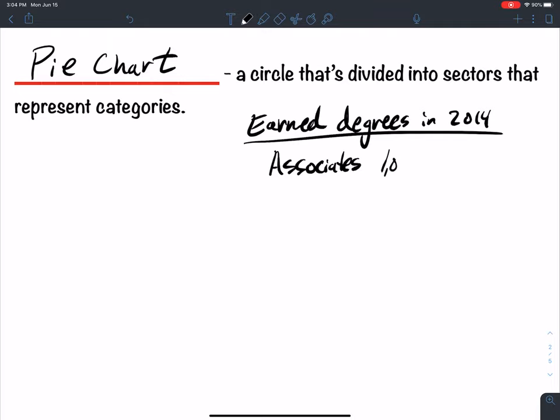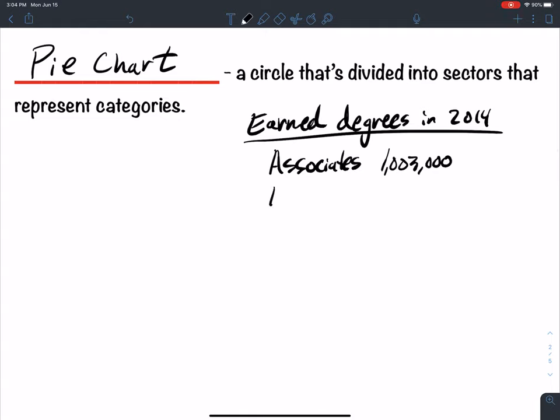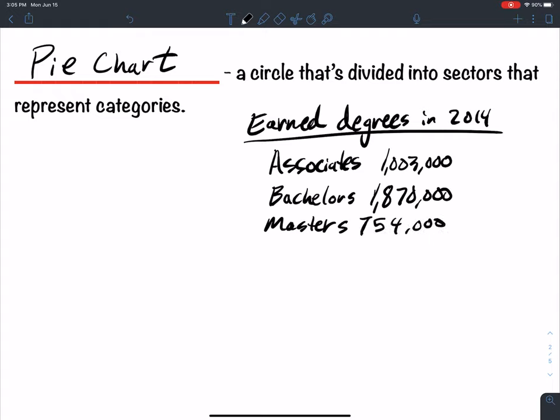has a little bit over a million degrees. Bachelor's is 1.8 million, a little bit more than that. Master's degree would be 754,000. And then doctoral would be 178,000. Okay? Now, to make a pie chart, we're going to start with a pie.